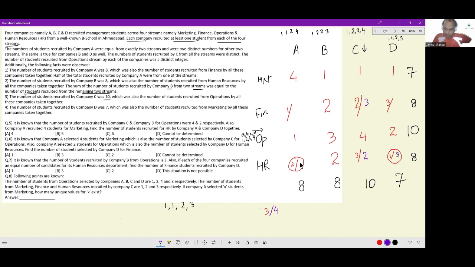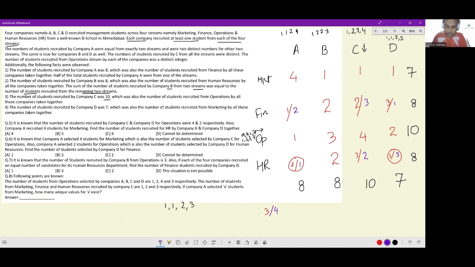I need a 1 here. This is guaranteed. 3 is guaranteed, 1 is guaranteed. If 1 is guaranteed, 2 comes here. And if 3 comes here, 1 comes here. Now, is the blue case also acceptable? Yes, the blue case is also acceptable. The red case is also acceptable. Both of them are acceptable.